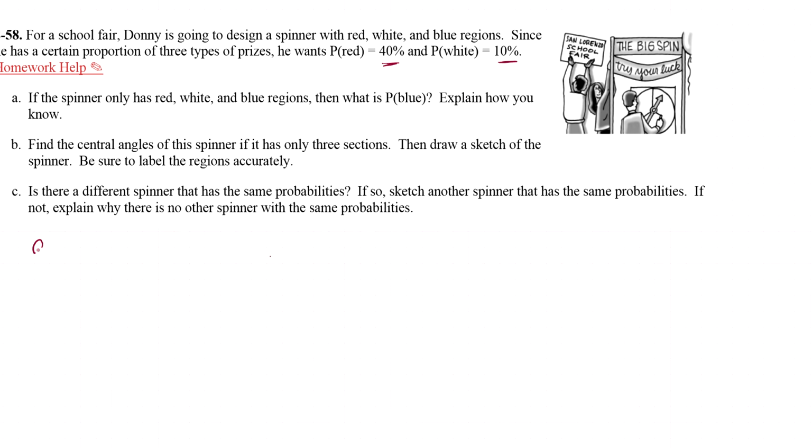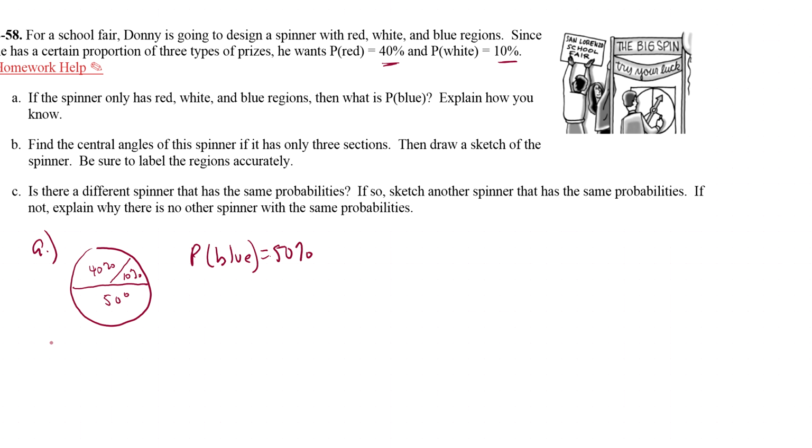Okay, so if we look at A and we think of our spinner, we want 40%. If I add 40% and 10%, I know that's 50%. So this is 40%, 10%, and so what's left has to be 50%. So the probability of blue would be 50% with the criteria of 40% for red and 10% probability for white.